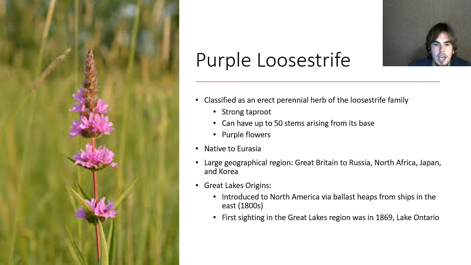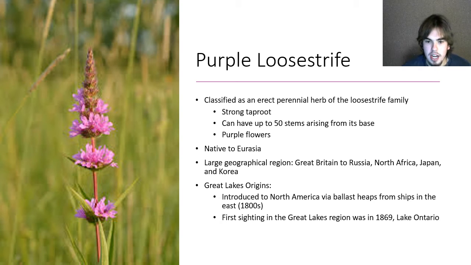So moving away from animals, we're going to talk about plants now. And the first plant I wanted to mention was the purple loosestrife. And this plant, as you can see here, is classified as a perennial herb of the loosestrife family. And it has a strong taproot, which is the main stem in the picture that you can see here. The main stem runs really deep into the ground and it's super thick, and it can have up to 50 stems arising from its base. It's easily identifiable by its purple flowers that you can see here.